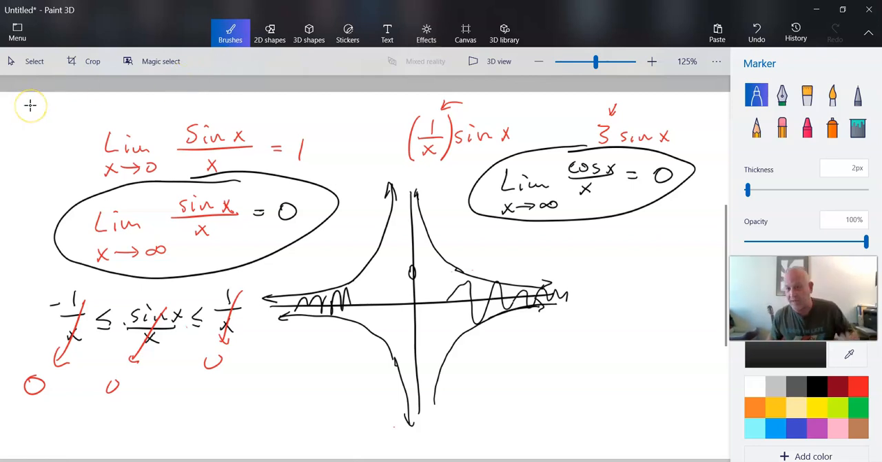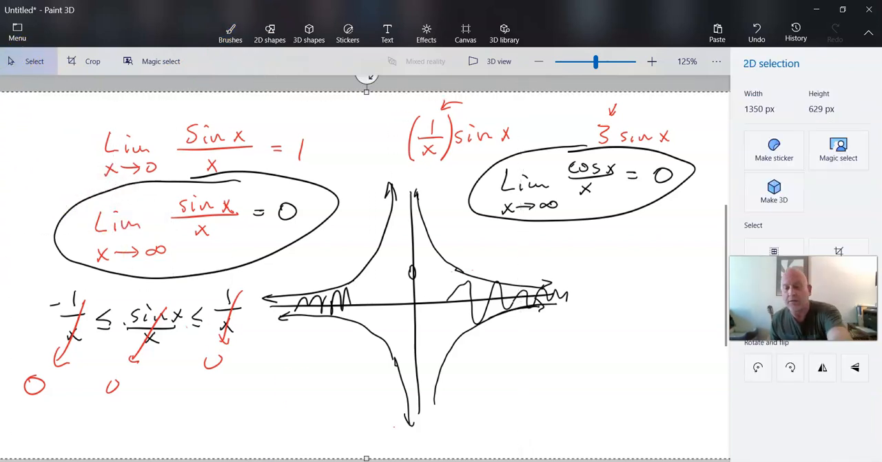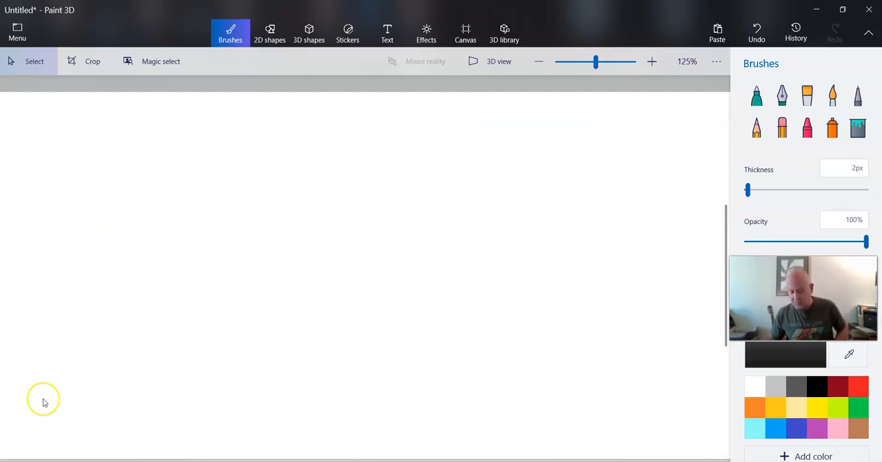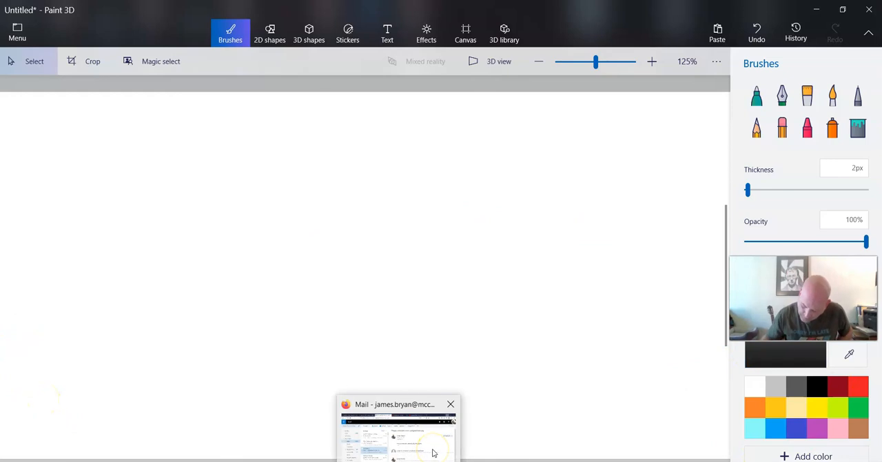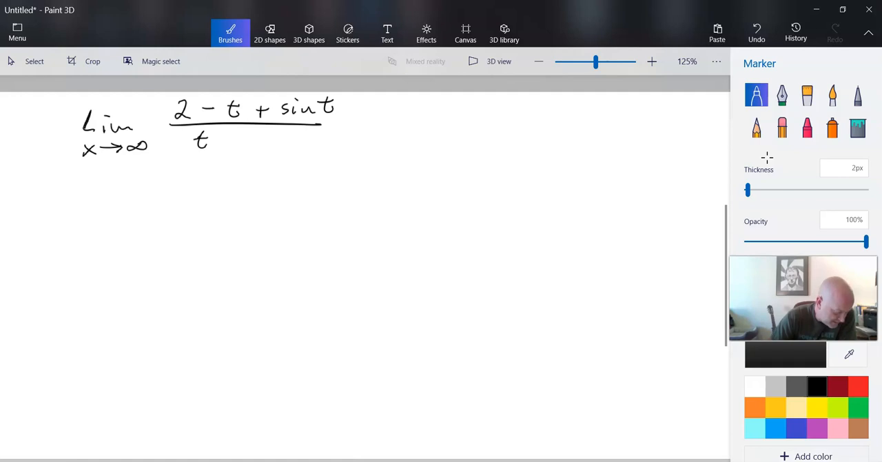Okay, so now that we have that piece set down, let's go ahead and apply that. So let's look at something that, at least at the onset, looks kind of nasty. Let's look at the limit as x goes to infinity of 2 minus t plus sine t over t plus cosine t.